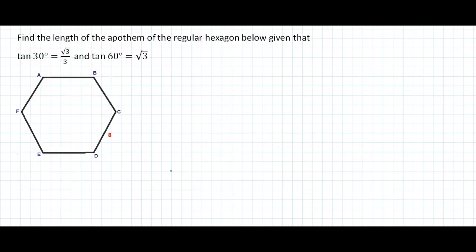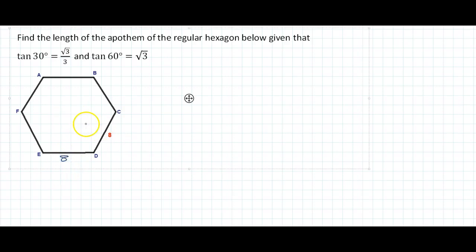So let's go with this one here. I'm going to use the alternative method. Find the length of the apothem of a regular hexagon, given that the tan of 30 degrees is square root of 3 over 3 and the tan of 60 is the square root of 3. I'm going to use a 30, 60, 90 triangle method here.